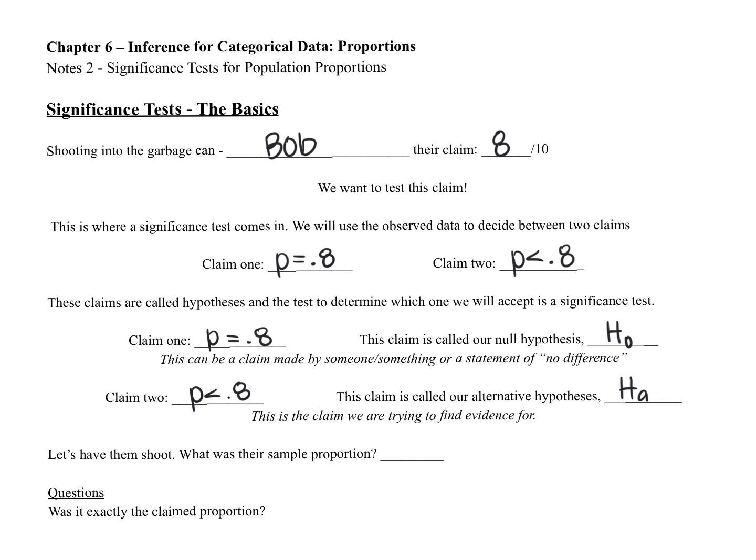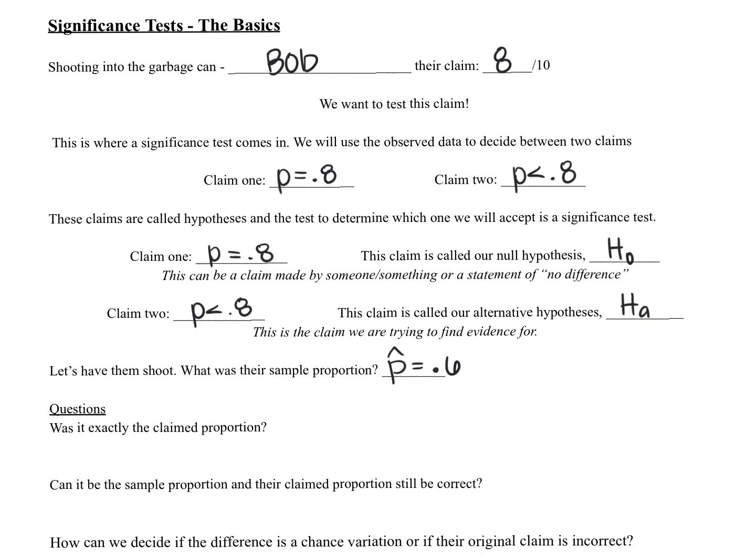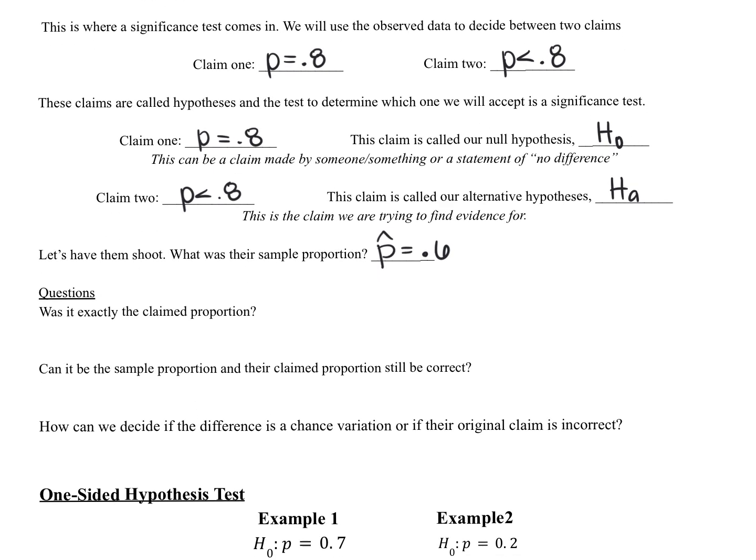So let's suppose Bob shoots 10 times, and we get a sample proportion, a p hat of 0.6. So unfortunately, Bob did not make the reported proportion that they claimed. A couple of questions we think about are: was it exactly the claimed proportion? And the answer is no.